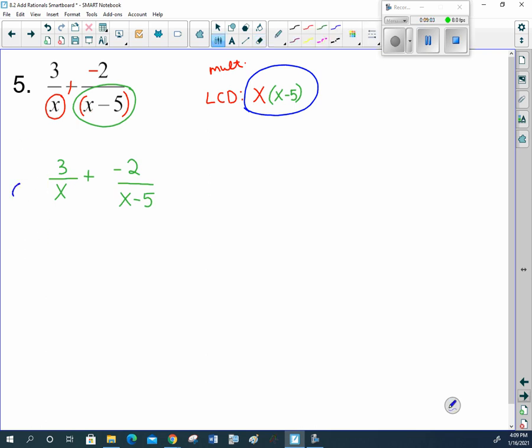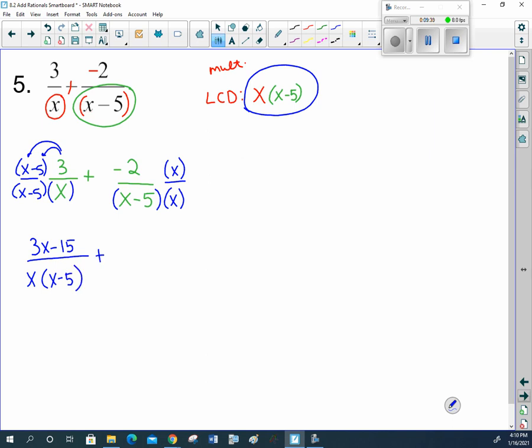So if I multiply the bottom by x minus 5, I have to multiply the top, remember, because we're multiplying by 1. Over here on this side, this piece already has the x minus 5, but it's missing the x. So if I'm going to multiply the bottom by the x, then I have to multiply the top by the x. All right, so let's go ahead and work that out. Distributive property here. So 3x minus 15 over x times x minus 5, plus a negative 2x times x, and x minus 5.